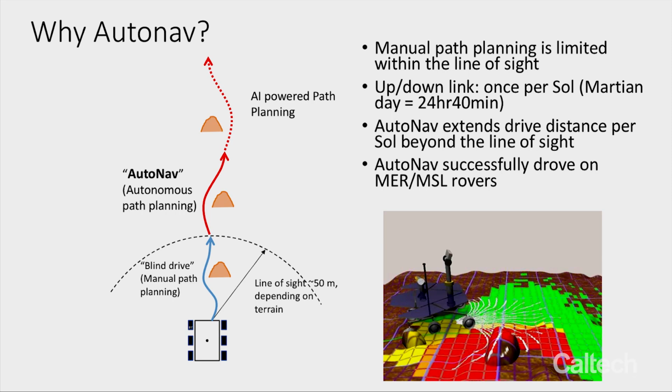What is success? At least for now, we are looking at 3 times the Autonav distance. Or doubling the Autonav, I would say. 3 times the manual driving distance. At the same time, there's also some gain on the computing power.